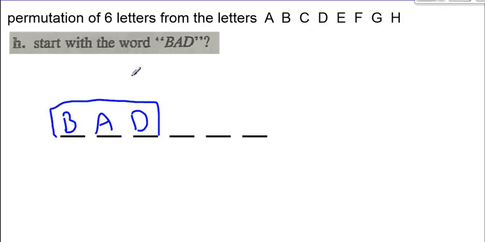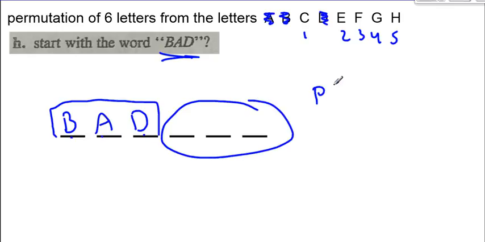The letters B, A, and D have been used. I can't use them again. And these 3 positions have been filled, and I don't have to do any rearrangement within this word BAD, because I need it to be exactly BAD. So really all I have to do is consider that I have 5 letters left, and I need to fill these 3 positions. So that's just P 5, 3, and I don't have to do anything else.